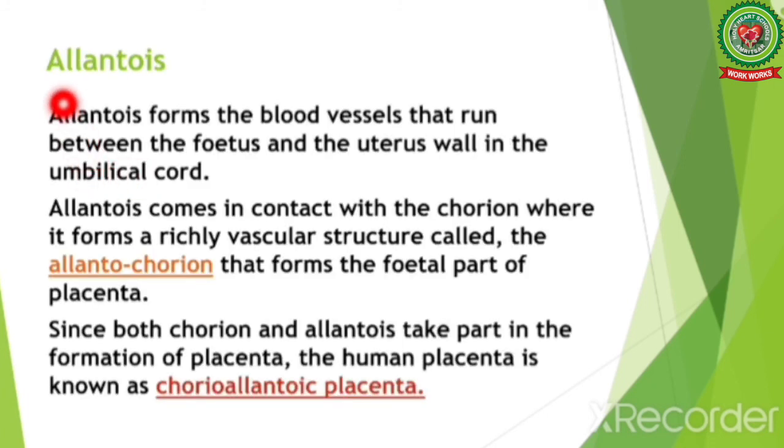The next is allantois. Allantois forms the blood vessels that run between the fetus and the uterus wall in the umbilical cord. Allantois comes in contact with the chorion where it forms a richly vascular structure called the allantochorion that forms the fetal part of the placenta. Since both chorion and allantois take part in the formation of placenta, the human placenta is known as chorioallantoic placenta.